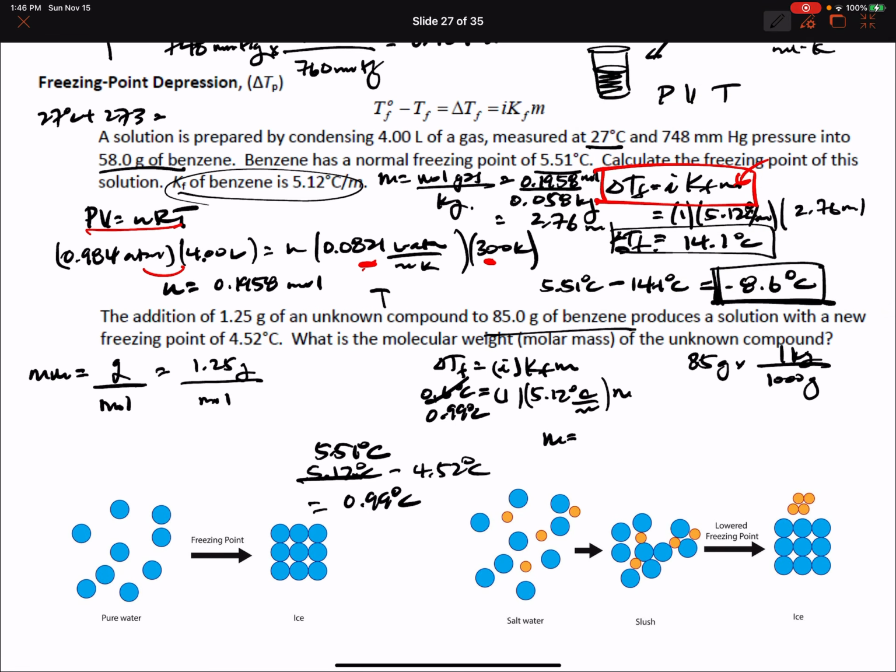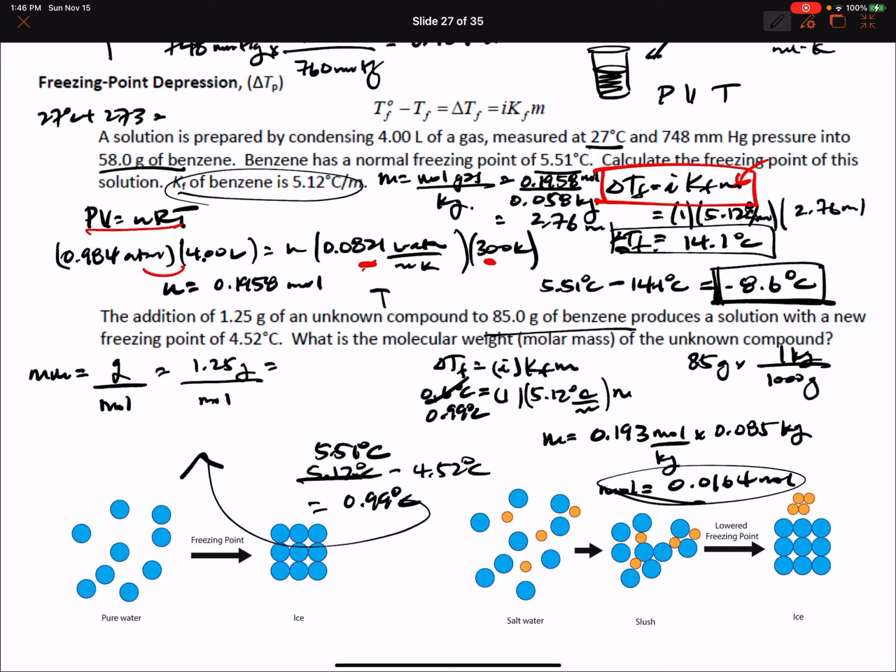Okay, so one more time. 0.99 divided by 5.12. 0.193 moles per kilogram of benzene times 0.085 kilograms of benzene gives me moles. 0.0164 moles of unknown. Okay, and the whole point of this was to get this guy so we could plug it in over here.